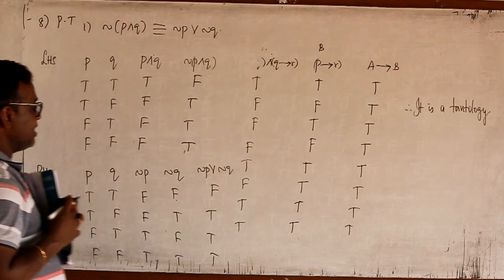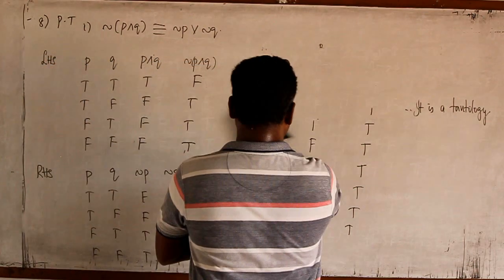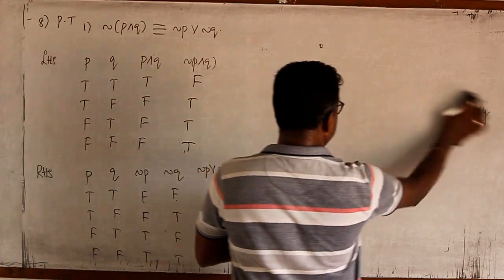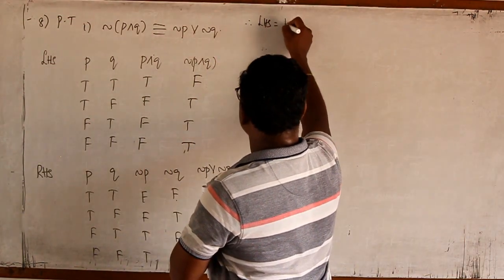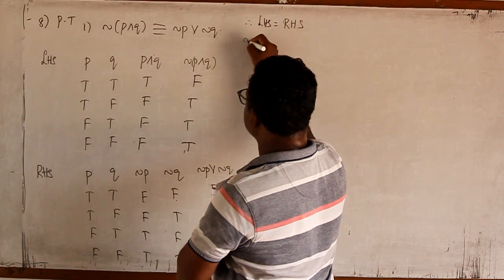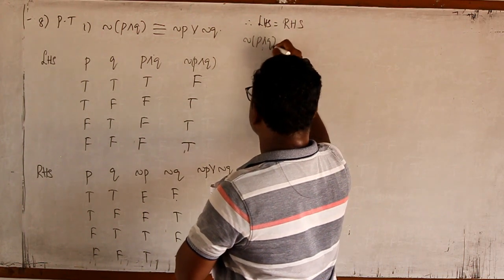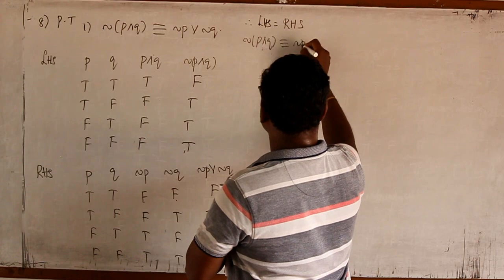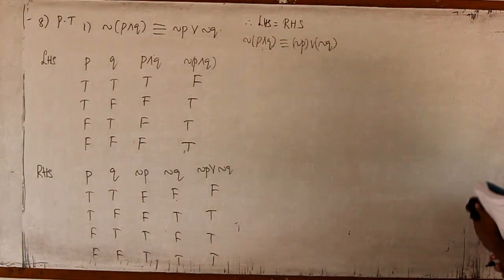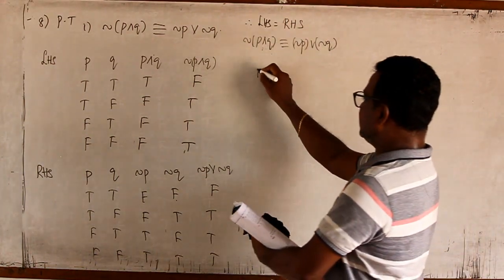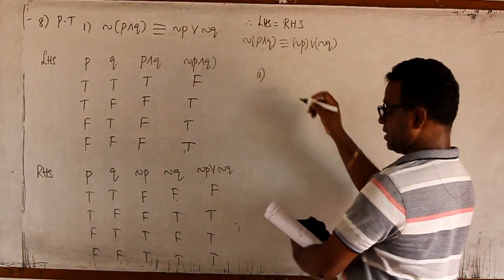Are they equal? Therefore, 1 and 2 are equal, or left hand side equals right hand side. So we can say, therefore, LHS equals RHS. So you write negation of P and Q is congruent to negation of P or negation of Q. This is the first problem. Now we should go for the second problem under 8.